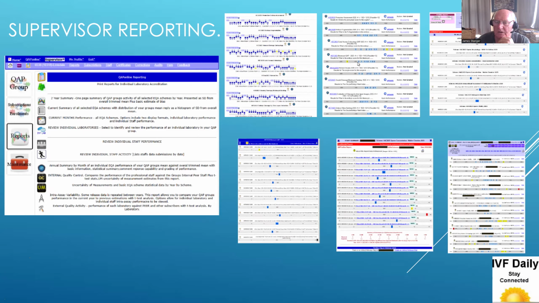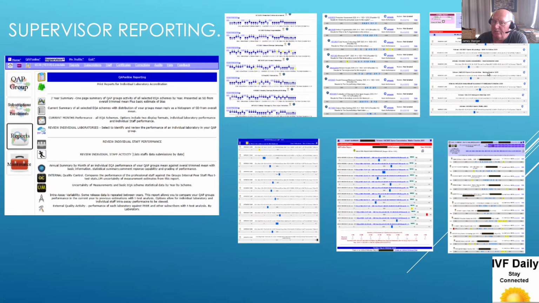So blue is +1 to -1, yellow is between 1 and 2, red is between 2 and 3, and black is more than 3. And you can look at this. So basically, you're looking at here is this particular scheme. 11 of the 12 releases have been within 1 standard deviation of the mean, but 1 month you're actually below. You can go back and look at that.